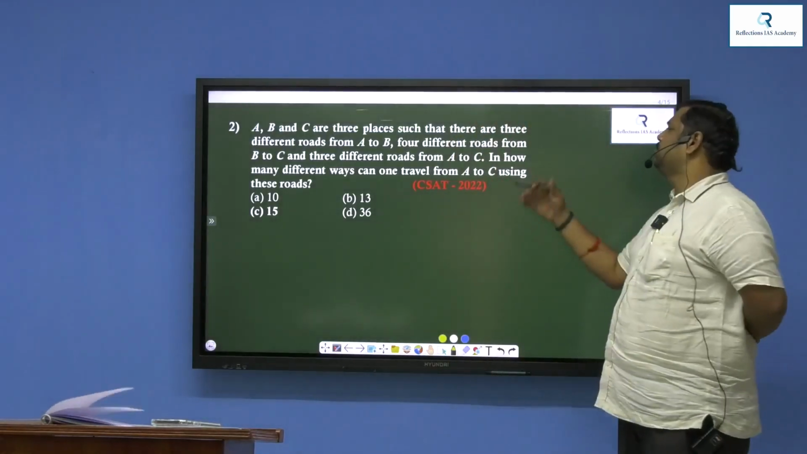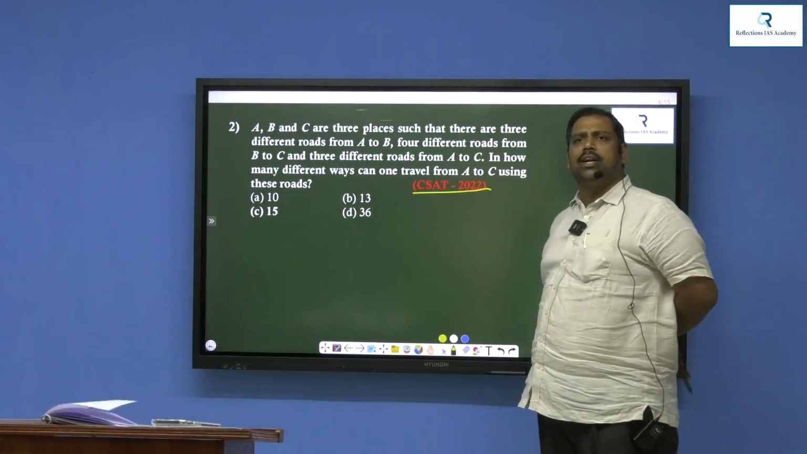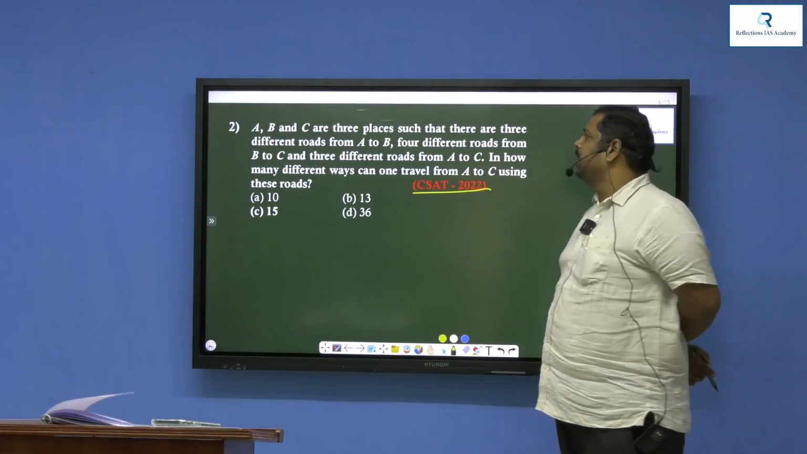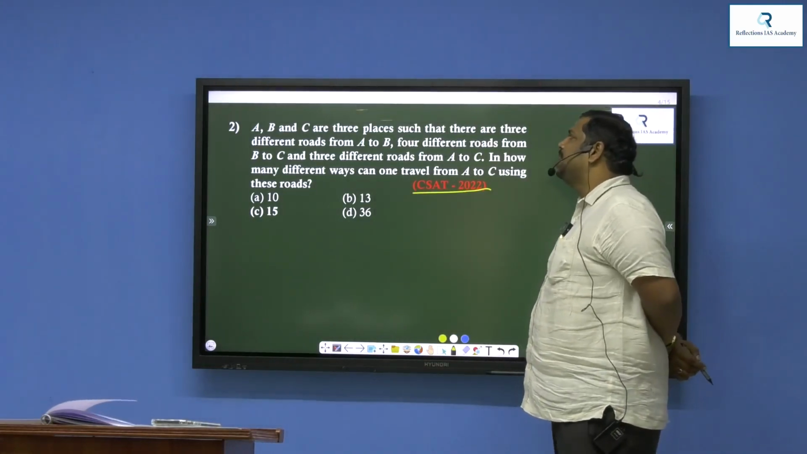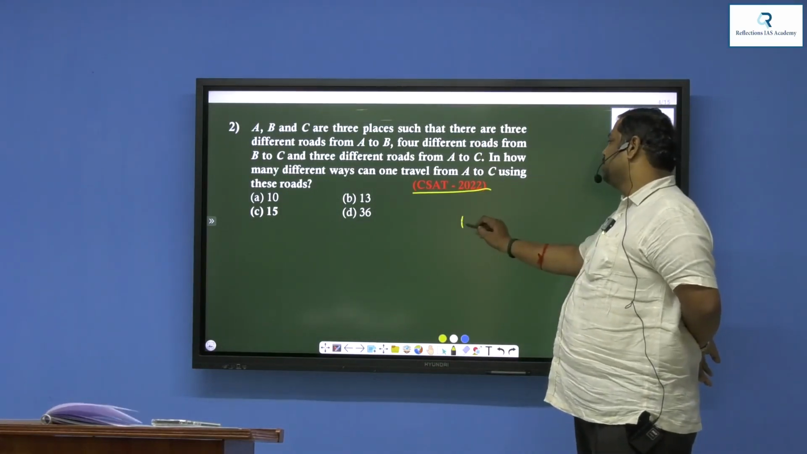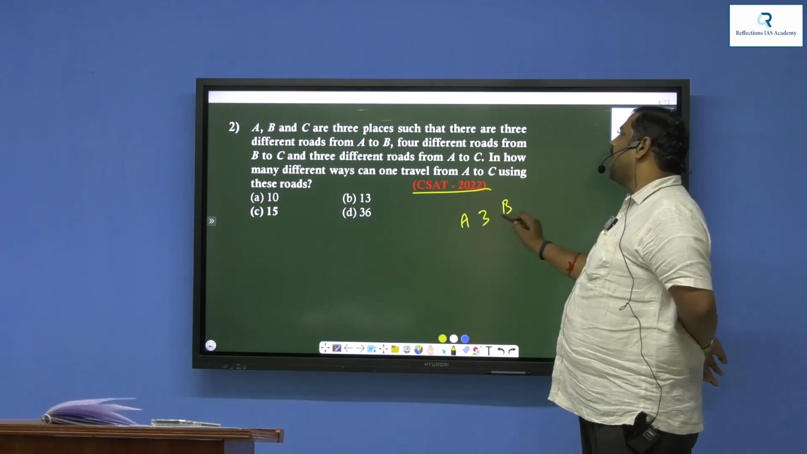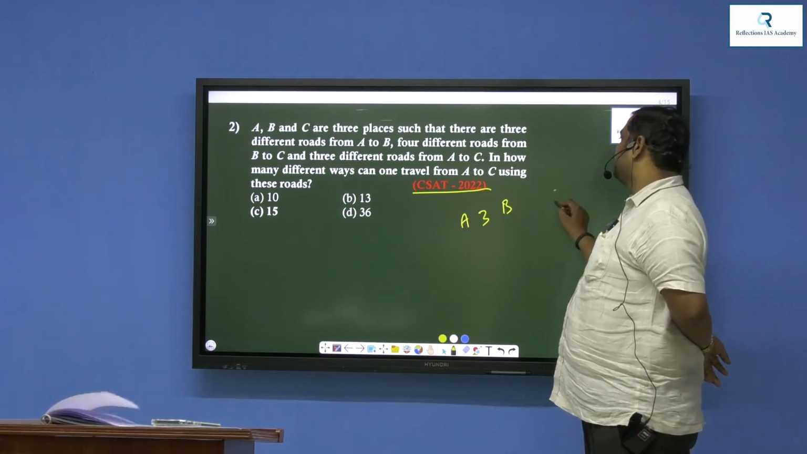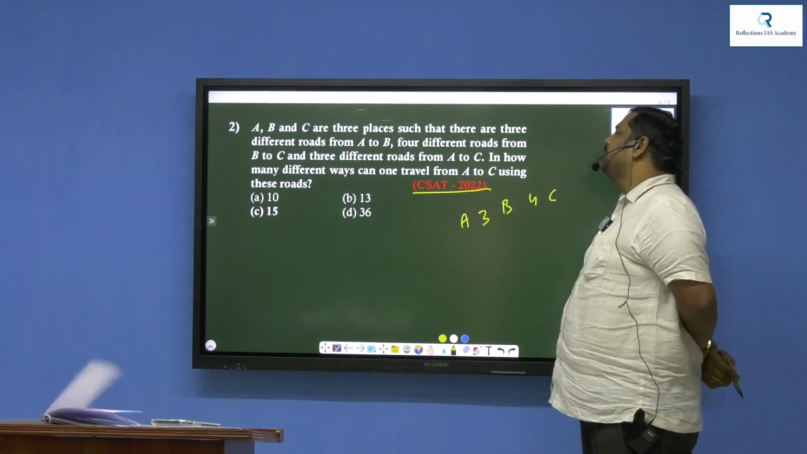Yeah, this is also a simple question. This was given in 2022. A, B and C are 3 places such that there are 3 different roads from A to B. So A to B, 3 roads, and 4 different roads from B to C. And 3 different roads from A to C.